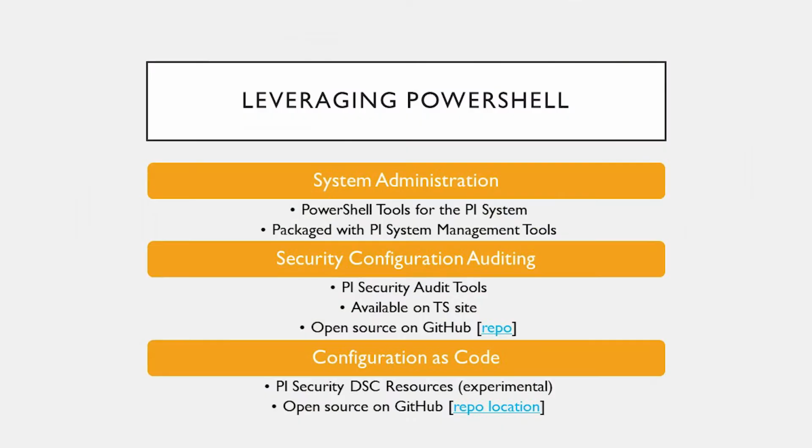And to that end, at OSIsoft, we try to empower our customers to use PowerShell to administer our tools. We've done that with our system management tools, with an auditing script that we provide where people can audit their configuration, and we provide some guidance to align with best practices. And more recently, we're trying to align with the configuration as code paradigm. So we're embracing Desired State Configuration, and we're creating PI resources for that.